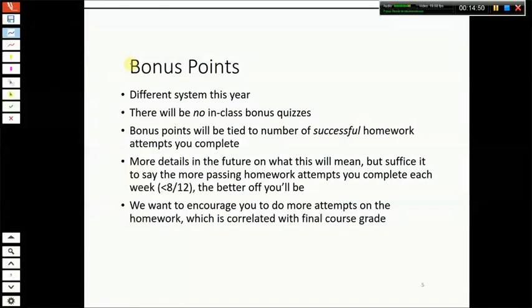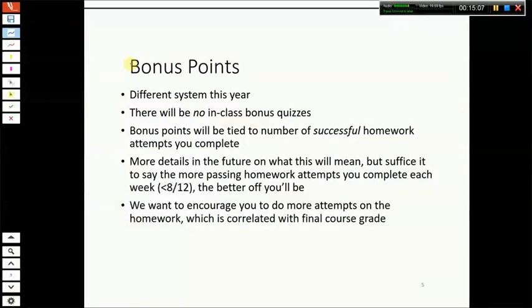So if you did all 48 homework attempts and you cross whatever our threshold is for a successful attempt, whether it be 6 out of 12 or 8 out of 12, however you end up defining that, you would get your full 2 bonus points. If you did 24 homework attempts that were above the threshold, you would get 1 bonus point.